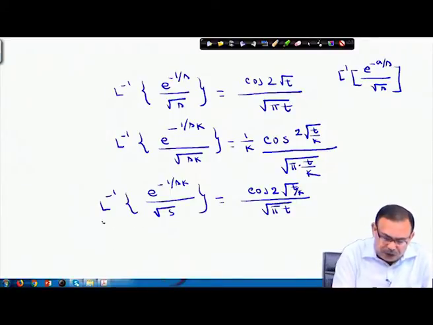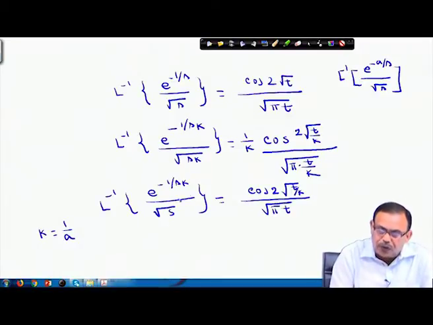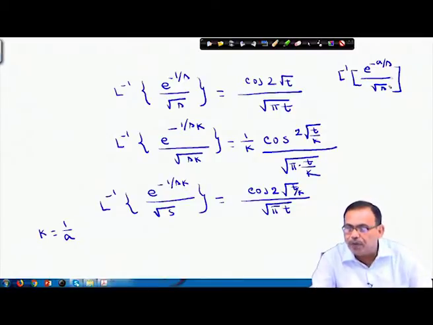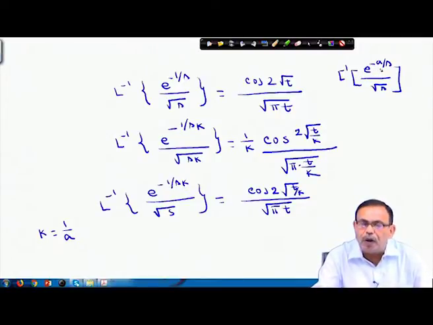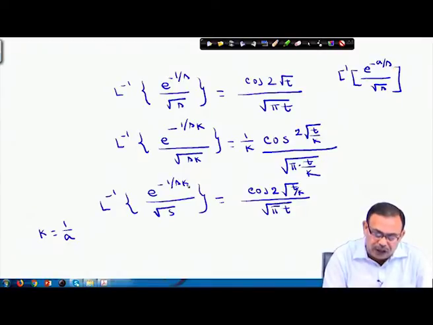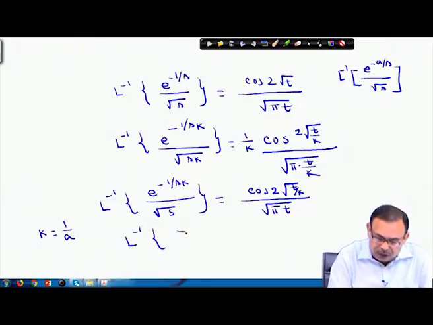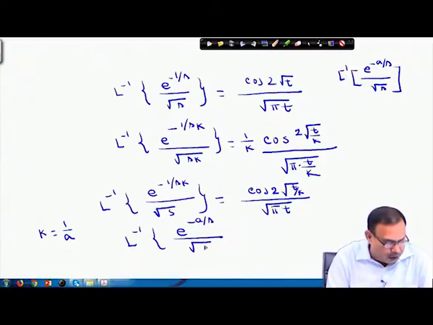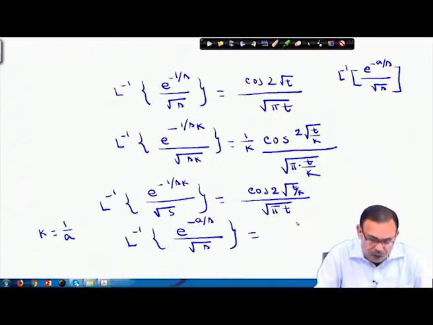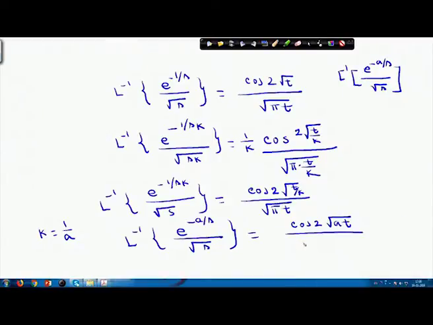Now, substitute here k equals 1 by a, because you have to find out Laplace inverse of e power minus a by s. So, if I take k equals 1 by a, then I will obtain Laplace inverse of e power minus a by s by root over s equals cos of 2 into root over a t by root over pi t. So, I am getting my required result over here.